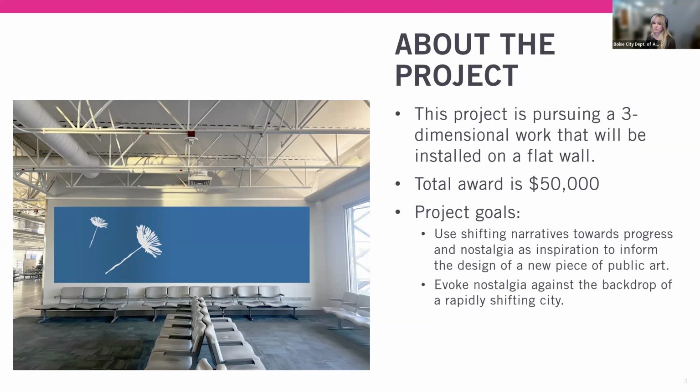And then here are our project goals. Use shifting narratives towards progress and nostalgia as inspiration to inform the design of a new piece of public art, and then evoke nostalgia against the backdrop of a rapidly shifting city. So you can easily see the themes that we're playing with. Boise and Idaho and other cities throughout the United States are changing a lot, and that can bring up a lot of feelings, both positive and maybe not so positive. So what does that mean to you as an artist? How would you display it? How would you visually describe it? That's the point of this opportunity.